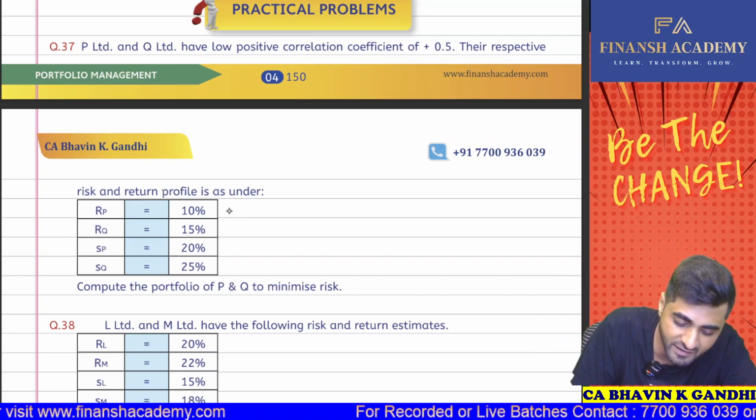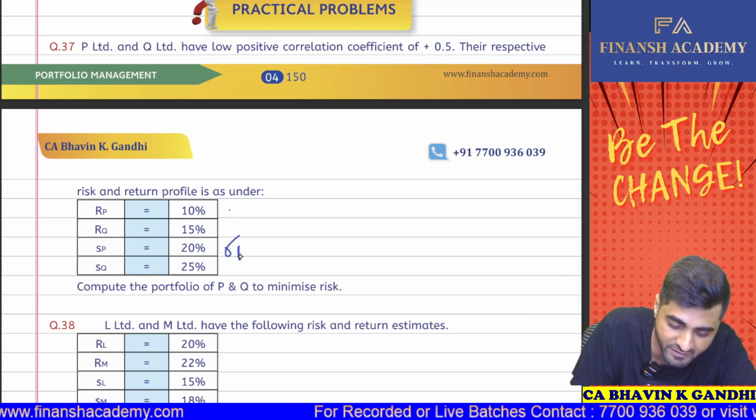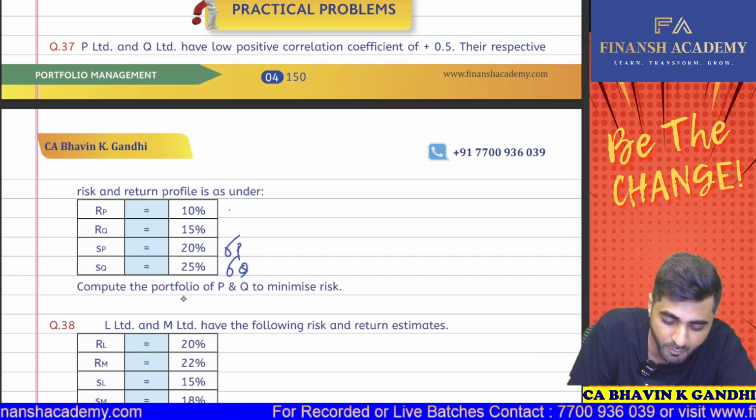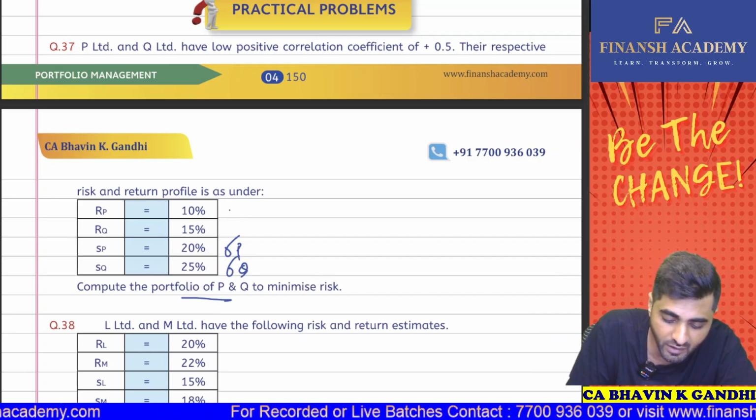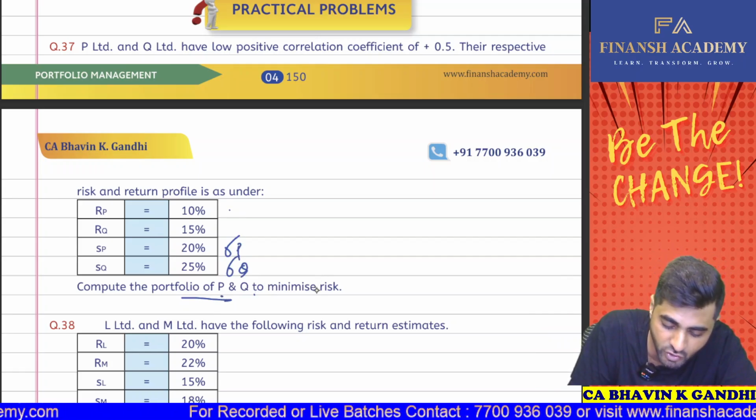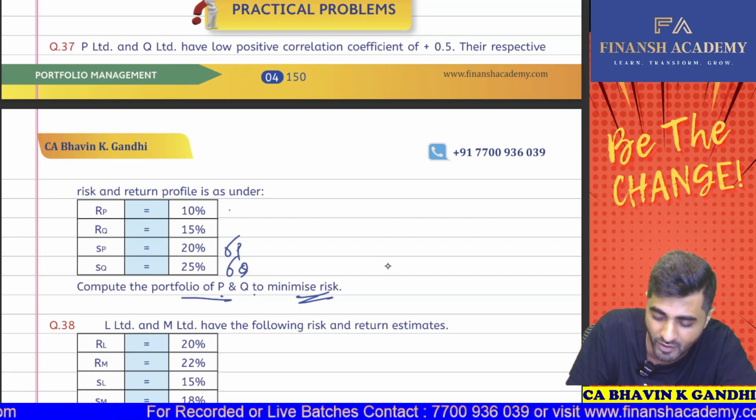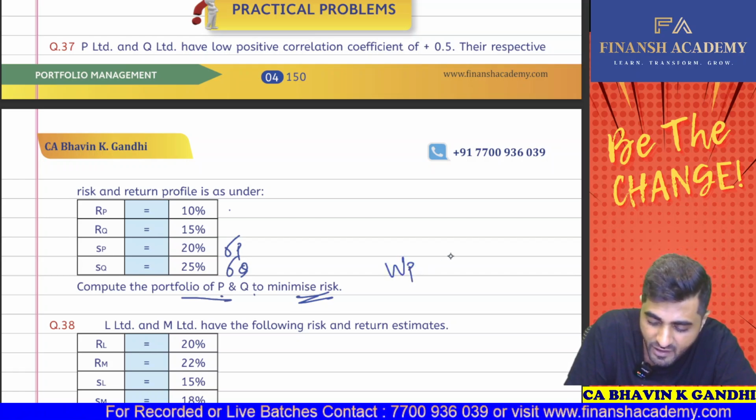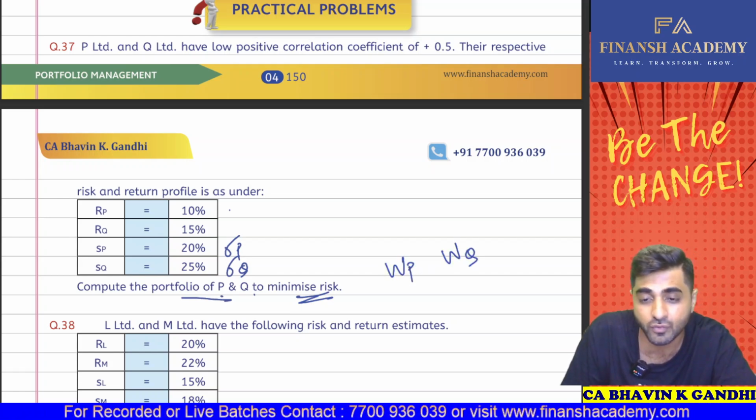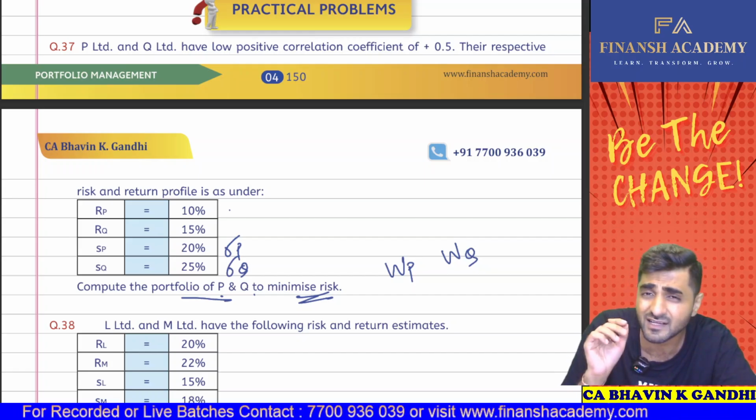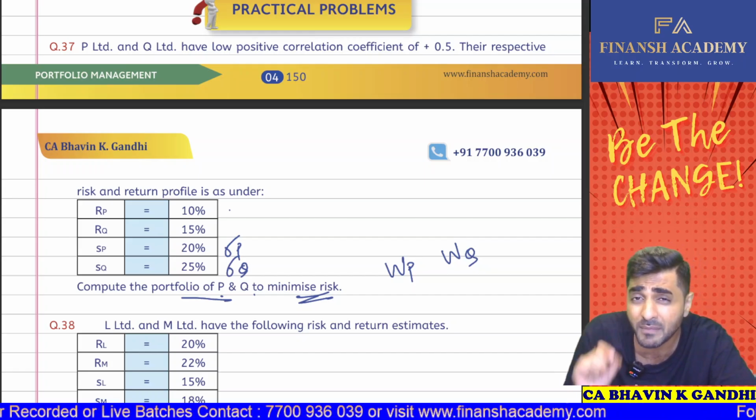So where we have this as returns, and here we have risk, standard deviation P, standard deviation Q. Compute the portfolio risk of P and Q to minimize the risk. Okay, so here we are required to calculate what should be the weights of P and what should be the weights of Q, in which the risk of the portfolio is going to be minimum.